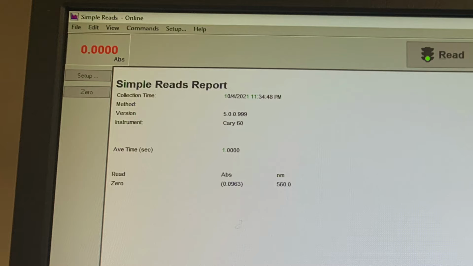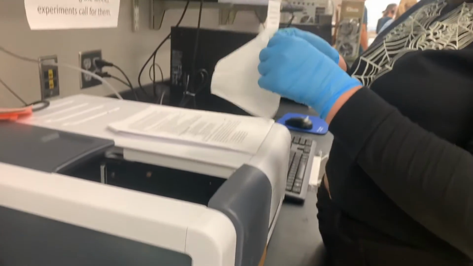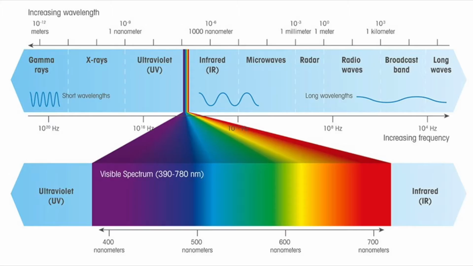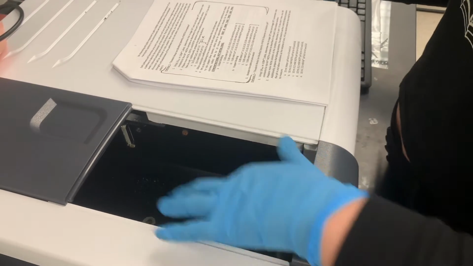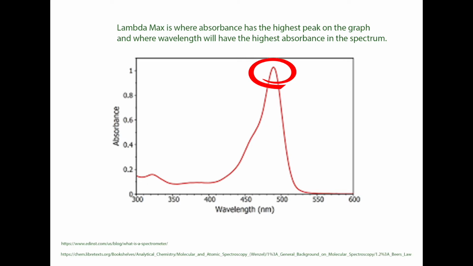Once we've completed this step, we can start scanning our solutions. The stock solution is scanned first across all wavelengths because we need to view the various wavelengths so that we can determine the best one to use for finding the absorbance of the copper amine solution. The point where absorbance has the highest peak is the lambda max, and that's where absorbance needs to be measured.